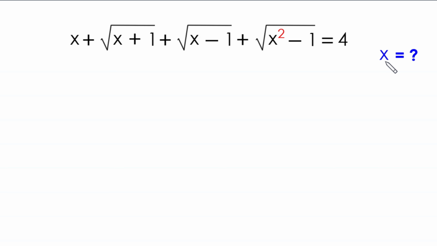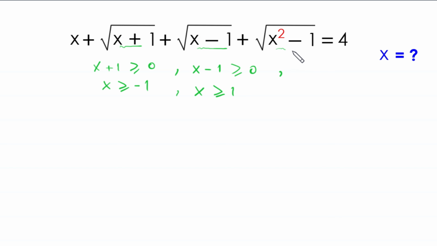So let's start. For real solutions, this x plus 1 must be greater than or equal to 0. This implies that x must be greater than or equal to negative 1. And this x minus 1 must be greater than or equal to 0. This implies that x must be greater than or equal to 1.